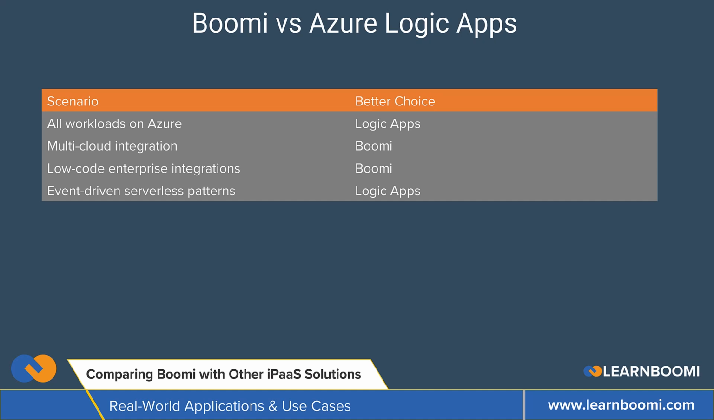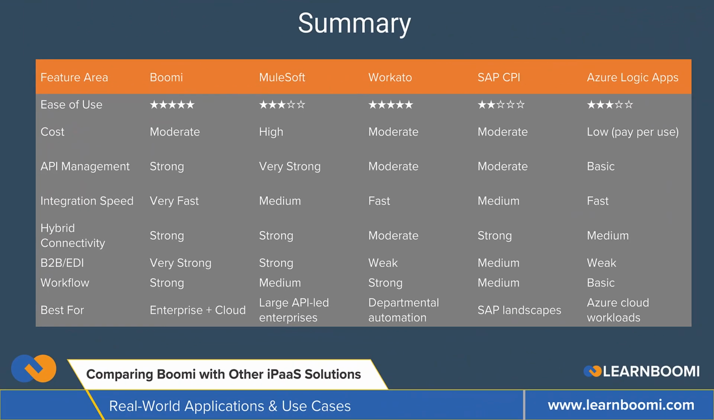For all workloads on Azure, Logic Apps is the best choice. For multi-cloud integration, Boomi is the best choice. For low-code enterprise integration, Boomi is the best choice. For event-driven serverless patterns, Logic Apps is the best choice. Here is a comparison table comparing the features of Boomi with all the other integration tools like MuleSoft, Workato, SAP CPI and Azure Logic Apps.